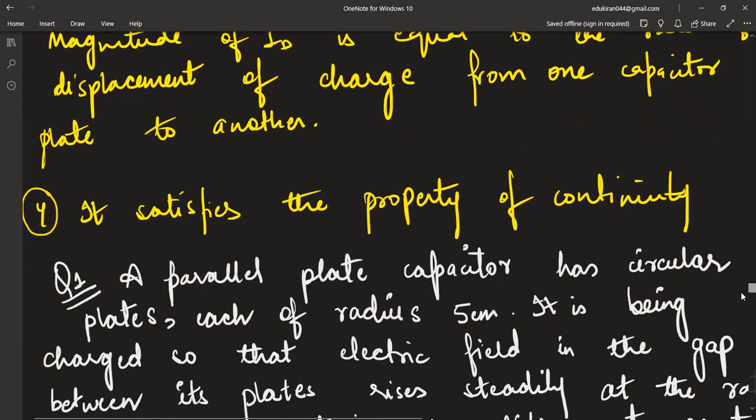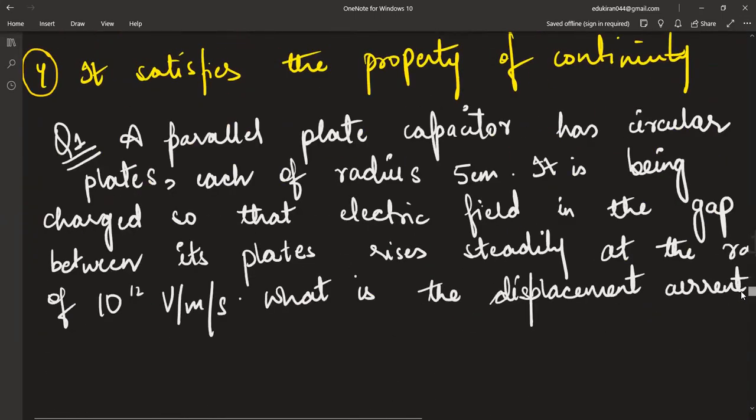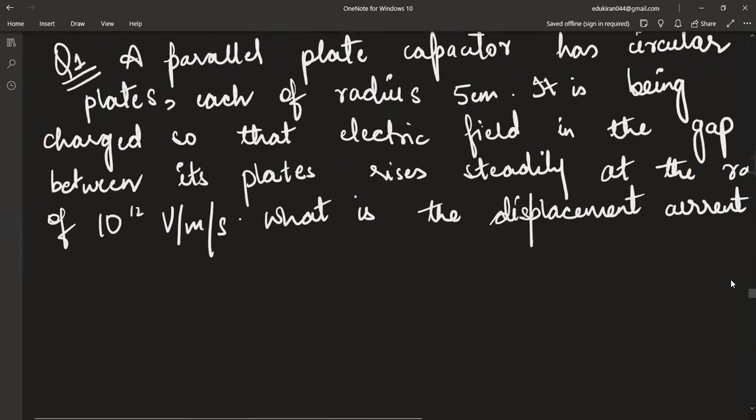Okay. One question, a parallel plate capacitor has circular plates, each of radius 5 centimeters. It is being charged so that electric field in the gap between its plates rises steadily at the rate of 10 to the power 12 volt per meter per second. What is the displacement current? So see, dE over dt is given. Volt per meter tells us that this is electric field. Per second gives us the information that this is time.